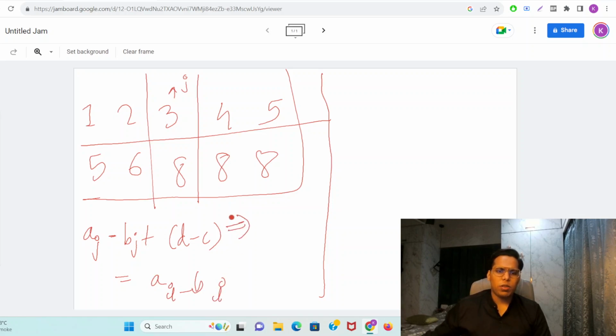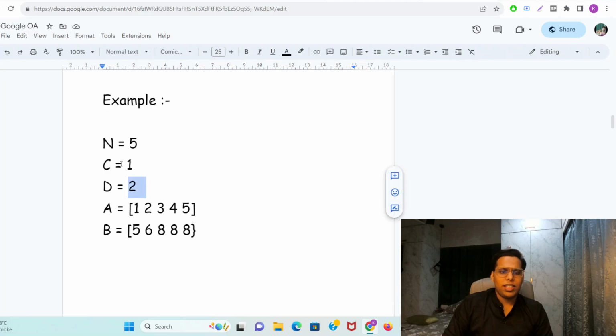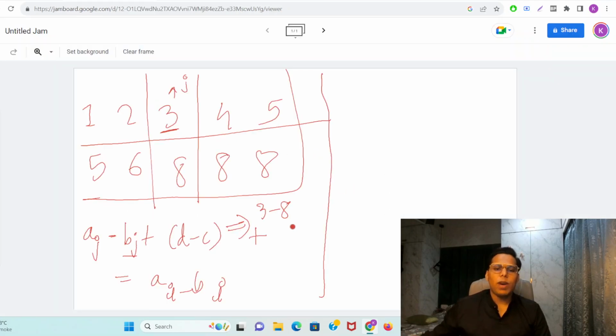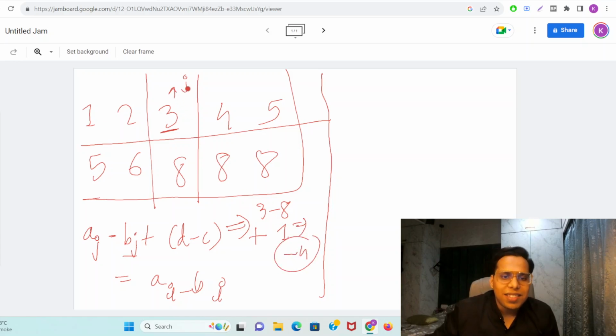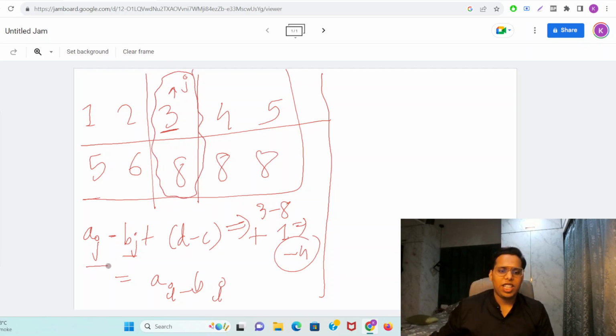Now I already know this value. AJ is 3, BJ is 8. 3 minus 8 plus D minus C. D is 2, C is 1. 2 minus 1, 1. So 3 minus 8 is minus 5. Minus 5 plus 1, minus 4. So guys, if I calculate the equation of the J part, AJ minus BJ plus D minus C, it is giving the answer as minus 4.